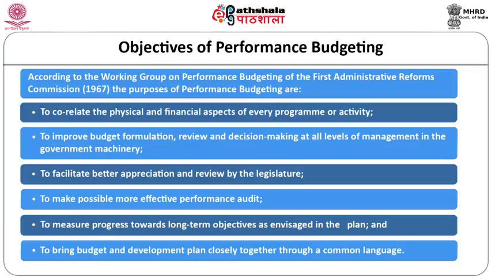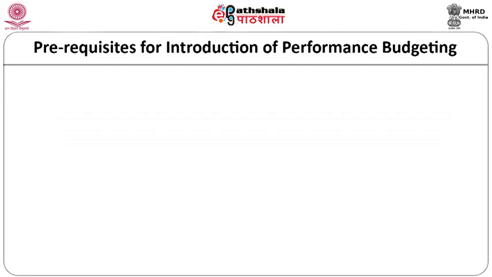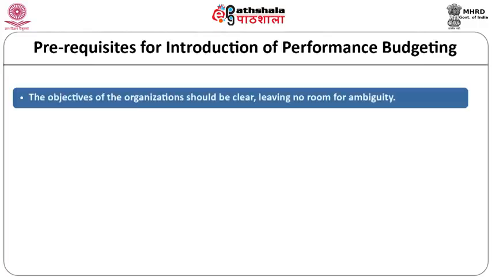Then after discussing the objectives, there is another aspect: what we should do before introducing performance budgeting, or in other words the prerequisites for introduction of performance budgeting in a department, an agency, a ministry or an enterprise. First of all, the objective of the organization should be clear, leaving no room for ambiguity. Means what we want to do should be clear to each and every organization which wishes to adopt performance budgeting. Ambiguity may not help us.